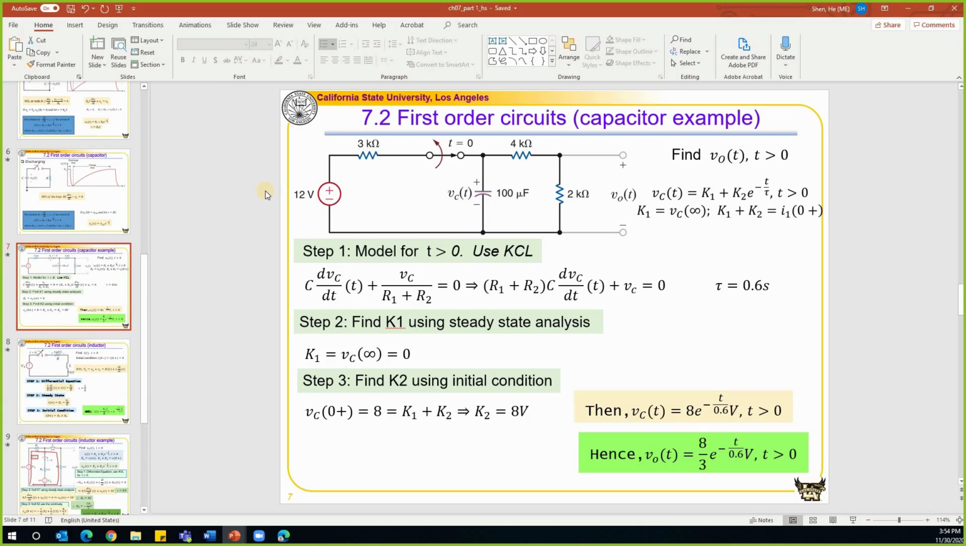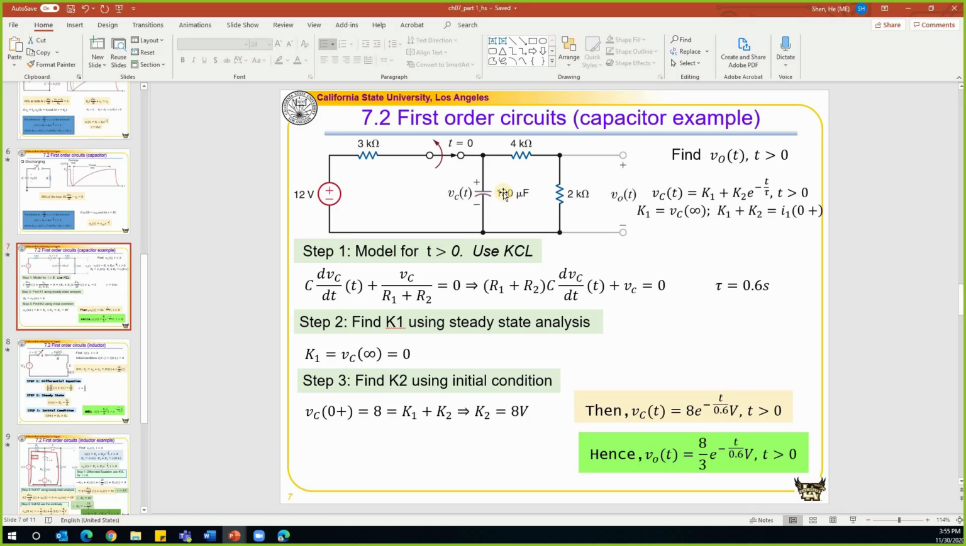Let's look at one more complex example. So we have a problem over here. This is a capacitor circuit. We have a capacitor of 100 μF. This is a power source, and at time t equal to 0, we're going to open the switch, and we want to find out what this output Vo is.